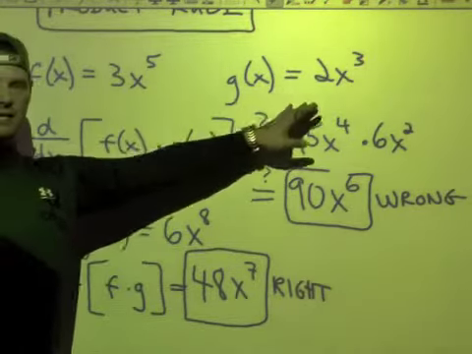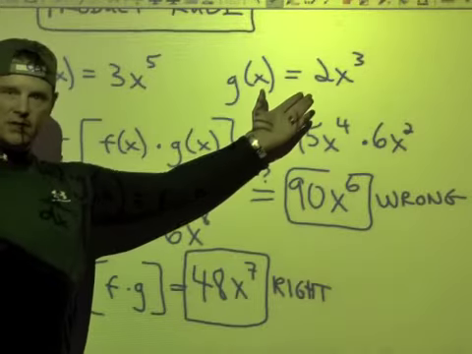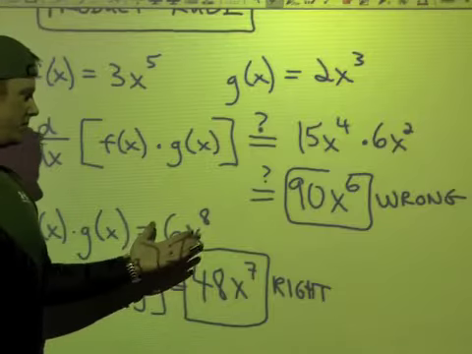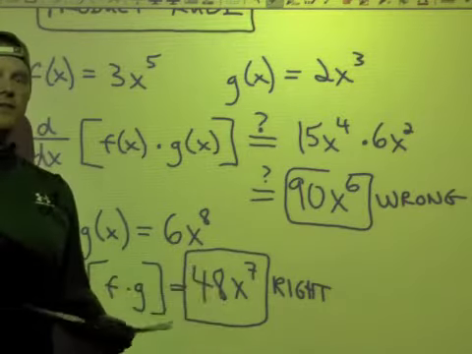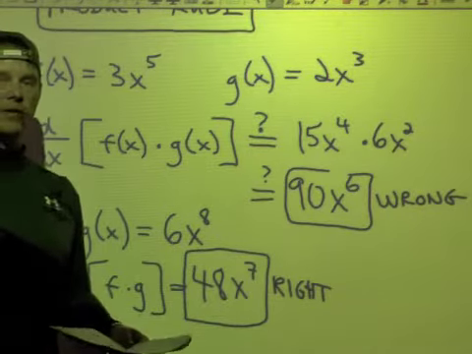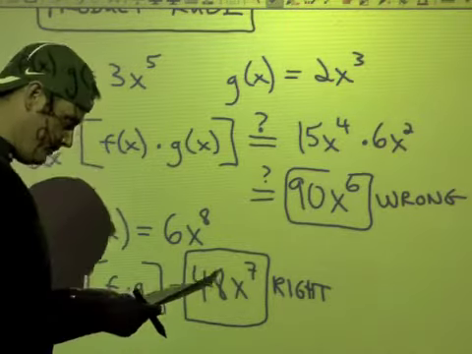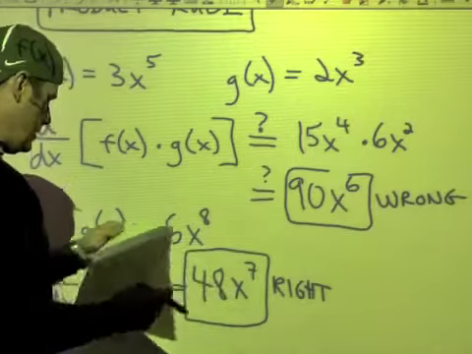Well, if it's this easy, obviously you just multiply the functions together and you just find the derivative of their product. But some functions, it's hard to multiply them together, or impossible to actually multiply them together and change the form. Okay? So this is the rule, it's called the product rule.